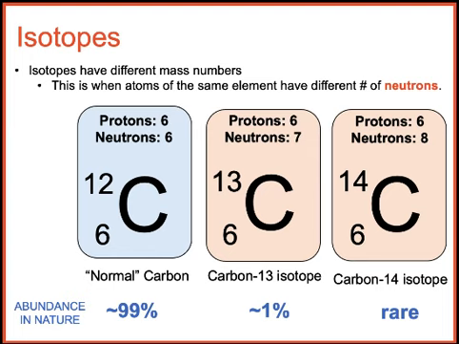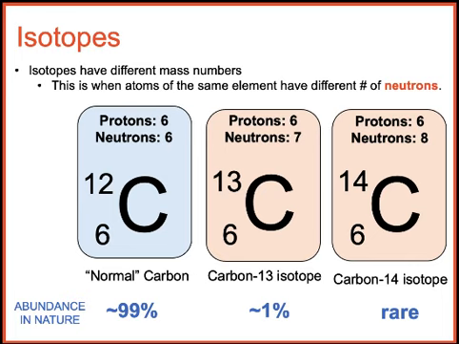That makes a mass of exactly 12, right? And its abundance in nature is actually 99%. That's crazy. Now, carbon-13 is a little different. Carbon-13 has this extra neutron, so its mass is going to be 13, 6 plus 7. And this is about 1% of the time.